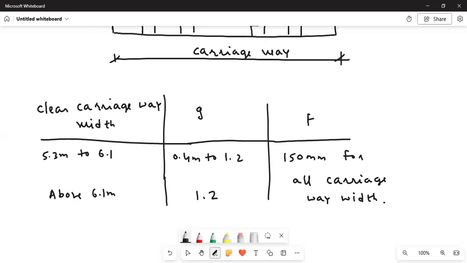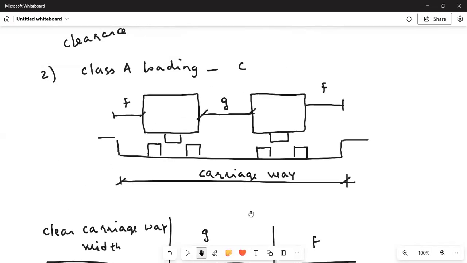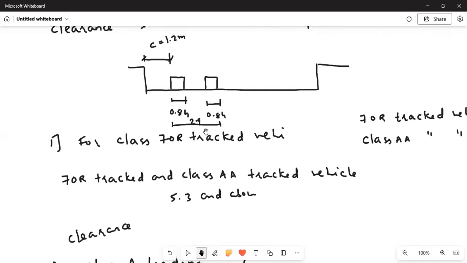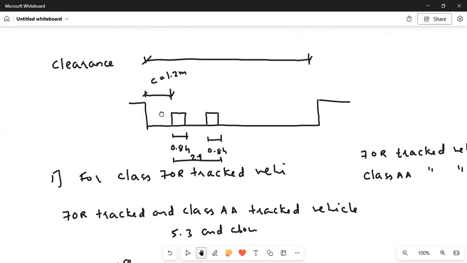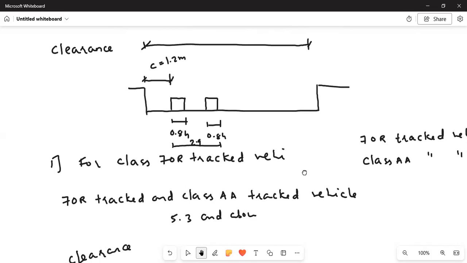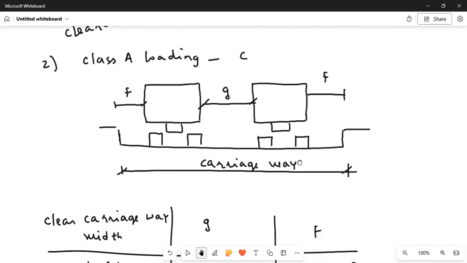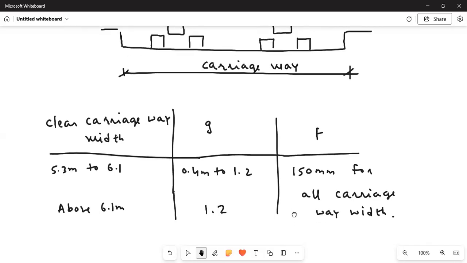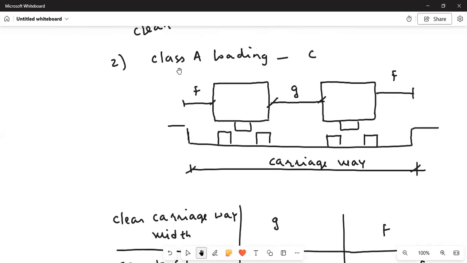Okay, so we have seen the clearance. Clearance is F here, and F is 150 mm for class A loading. It is also applicable for class B loading. The clearance for tracked vehicles is 1.2 meter for 70R tracked vehicle and class AA tracked vehicle. So we have seen clearance for two main loadings: one is track loading and the other is wheel loading. Wheel loading means class A loading.